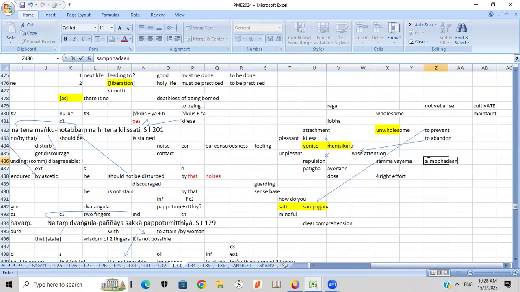Use the four right efforts. Number one and two are to cultivate the wholesome. Number two is for the unwholesome. Got it. Two for wholesome.